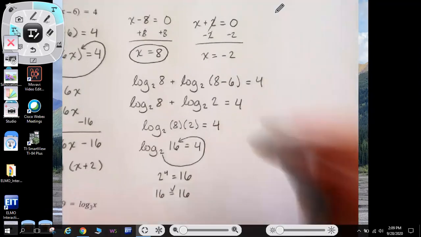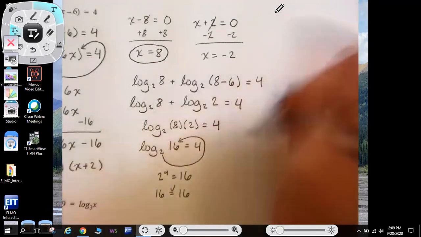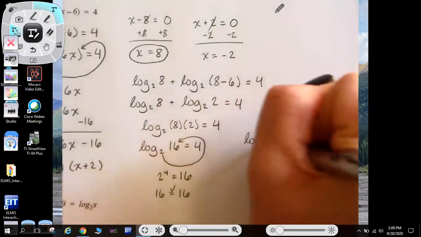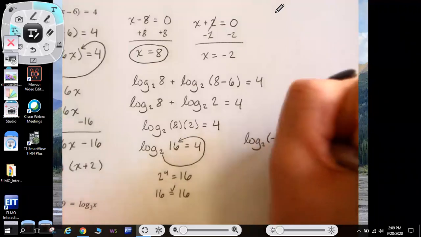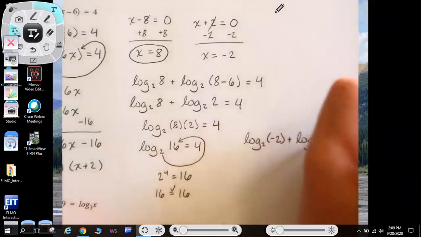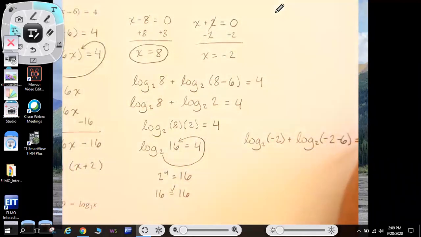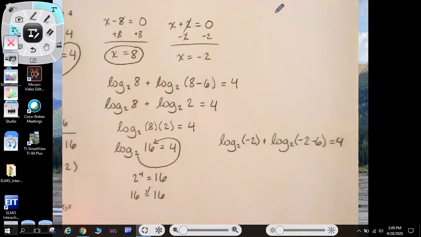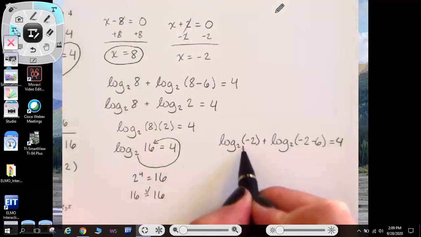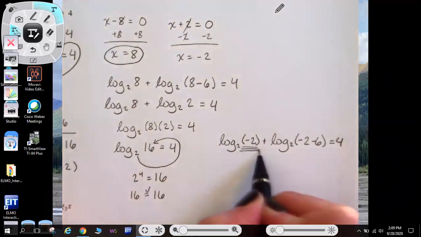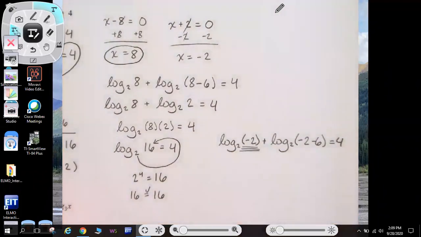Okay, so let's check -2. Remember, go all the way back to the first line. Log base 2 of -2 plus log base 2 of -2 minus 6 equals 4. Okay, so right off the bat, we have a negative where we're not allowed to have a negative. It's not being squared, so it's not going to become positive. It's going to stay a -2.